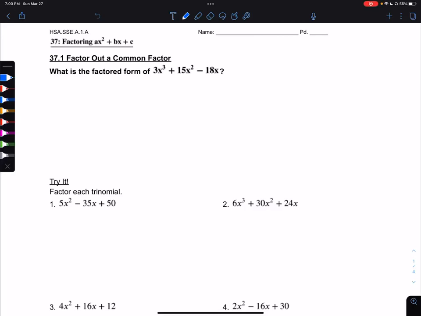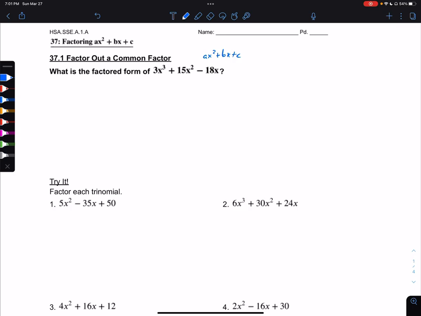In this video, we're going to look at topic 37, example 1, factor out a common factor. So we're looking at something in the form ax squared plus bx plus c. In the previous section, a was always equal to 1. In this section, a is going to be anything but 1. That'll be the difference from the previous section to this one.